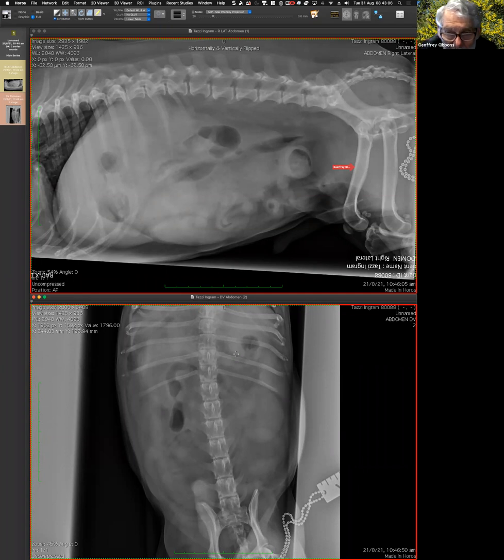Mariano, not relevant to the current situation, but what would you comment about the abnormality of the cortices of those two femurs?